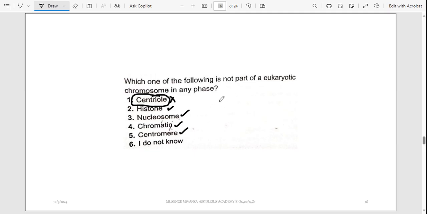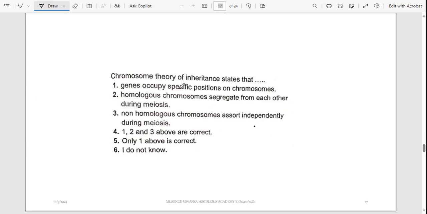So which of the following is not part of a eukaryotic chromosome in any phase? The centriole is not part of the chromosome. The centriole is just going to be an appearance that is seen during cell division. We are going to understand that when we talk about cell division. The chromosomal theory of inheritance states that genes occupy specific positions on chromosomes. This is true. Homologous chromosomes segregate from each other during meiosis. This is true, segregation. Non-homologous chromosomes are sorted independently during meiosis. This is also true. So the answer is 1, 2, and 3 above are correct.